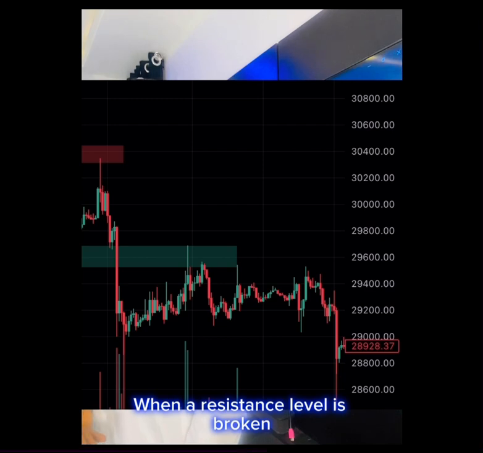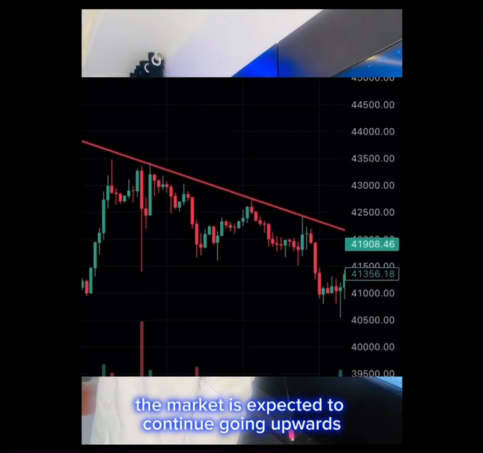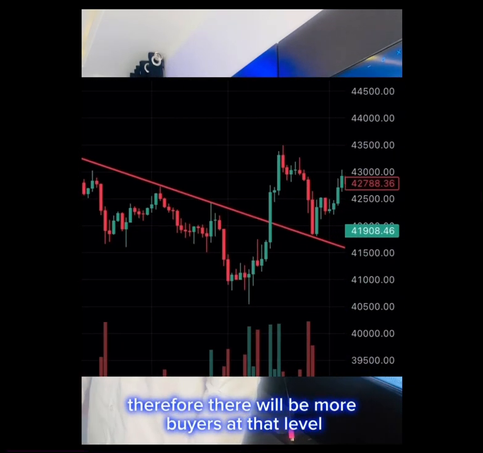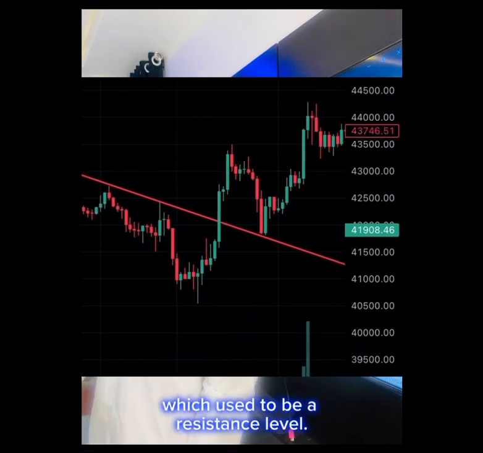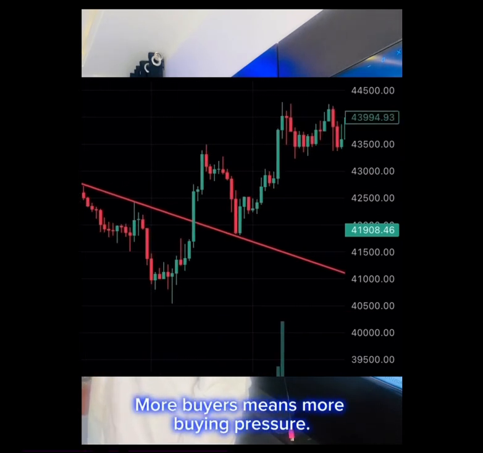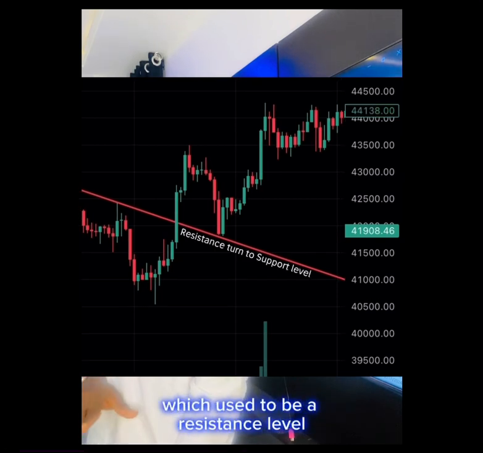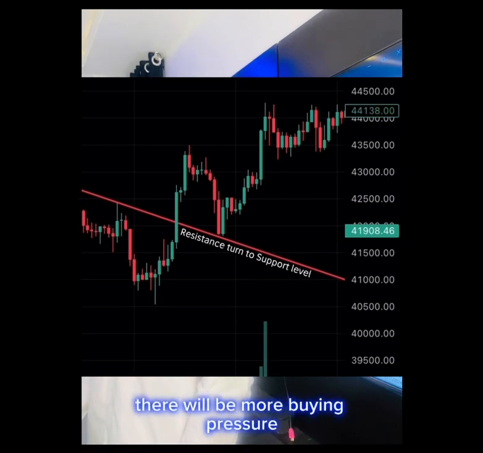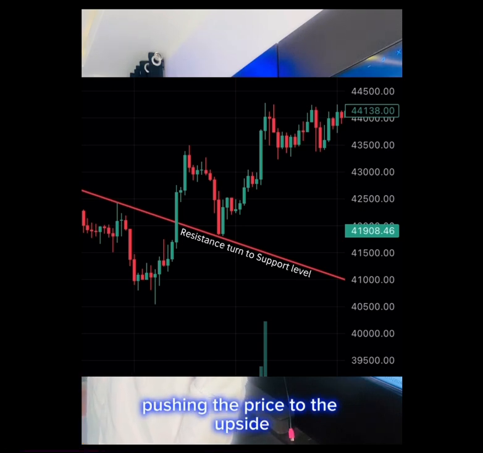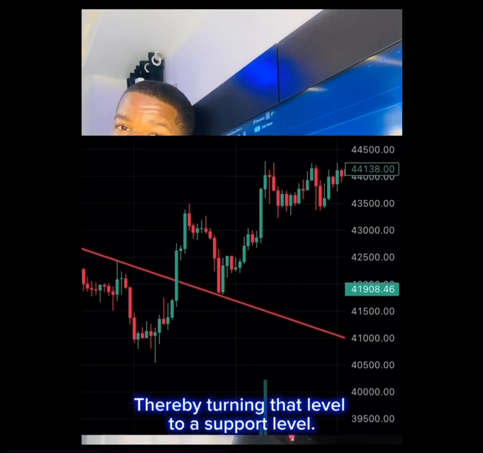When a resistance level is broken, the market is expected to continue going upwards. Therefore, there will be more buyers at that level, which used to be a resistance level. More buyers means more buying pressure. So each time price drops again to that level, which used to be a resistance level, there will be more buying pressure, pushing the price to the upside, thereby turning that level into a support level.